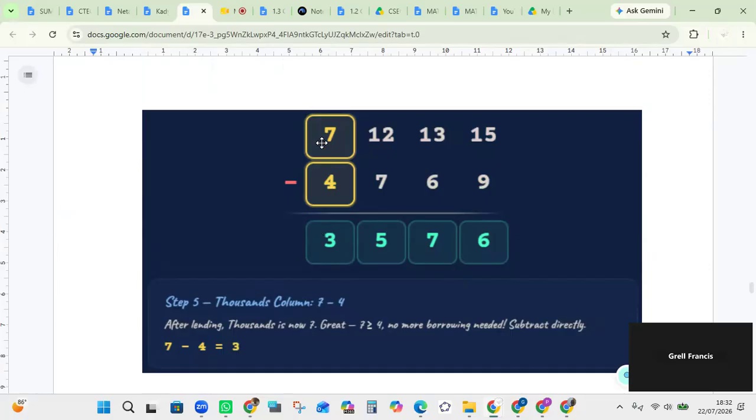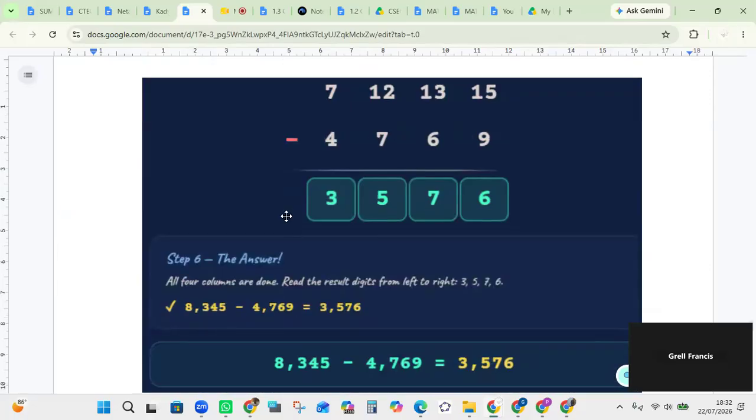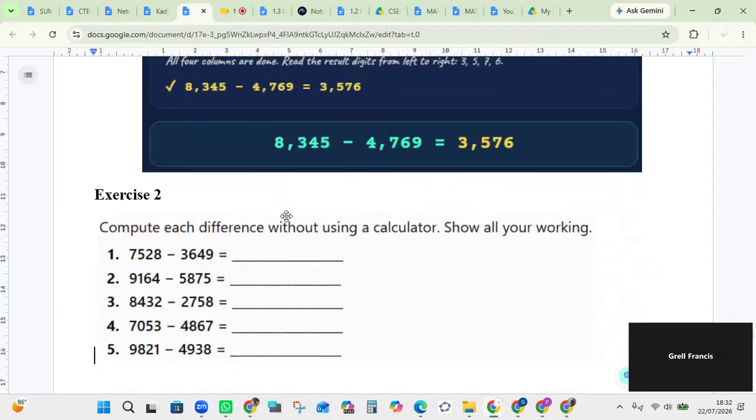All right. So what you all can do now is to practice. I'll give you 5 minutes again to do as many as you can in those 5 examples there.